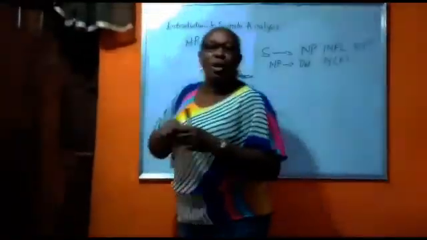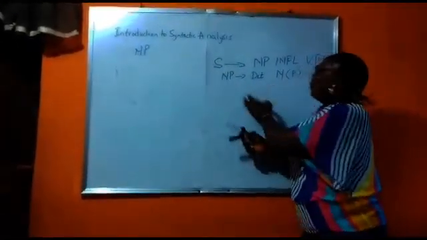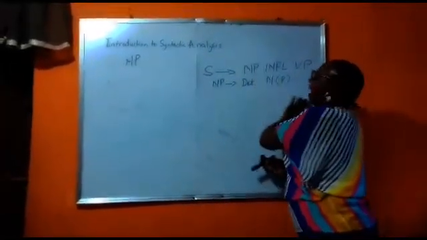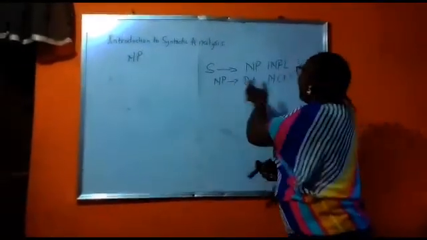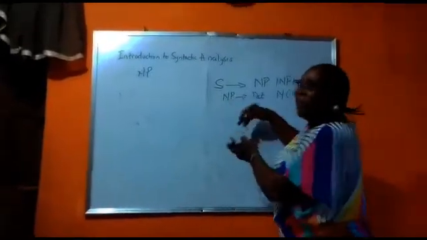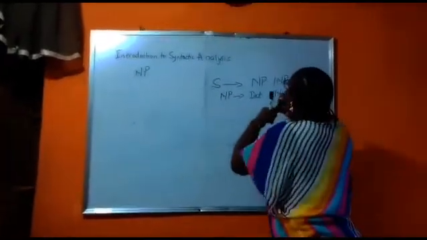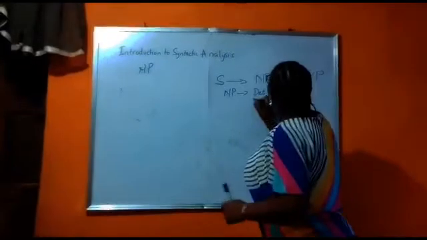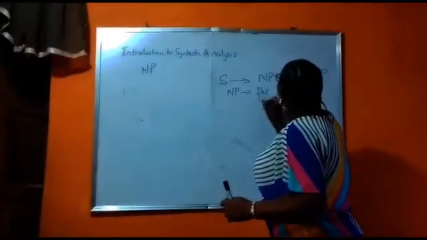Maybe I should just do this. I said sentences break into elements that we have here. So the NP can break into elements that we are having here. It can be pre-modified or post-modified. Now, the determiner or the article, this one can be articles.